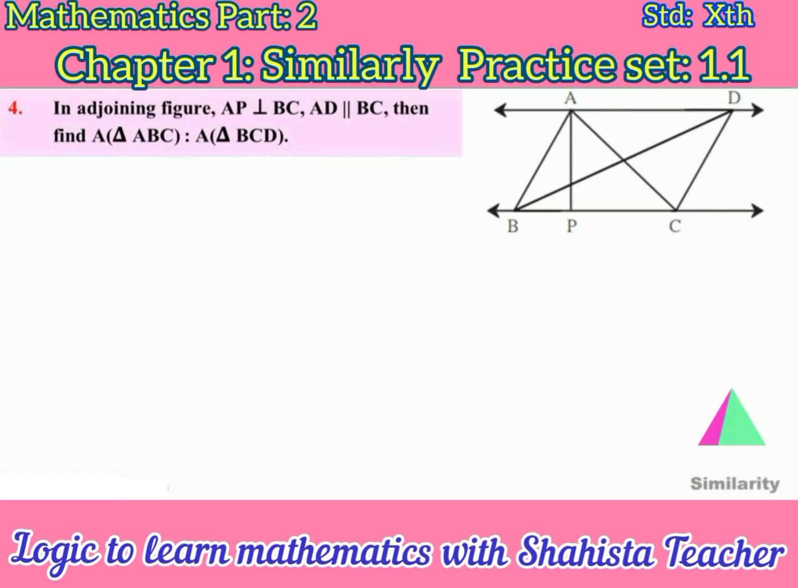Now let's read question number 4. In the adjoining figure, AP is perpendicular to BC, AD is parallel to BC. Then find area of triangle ABC is to area of triangle BCD. The figure is given in question number 4, so no need to draw. Solution: here AD is parallel to BC. This is given.